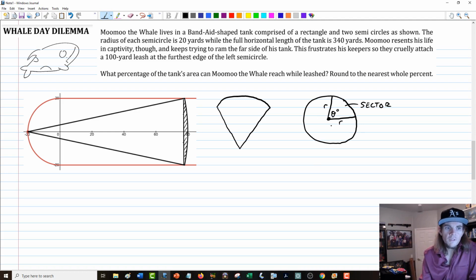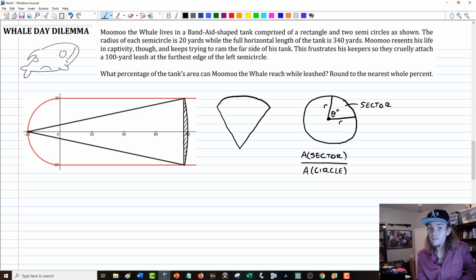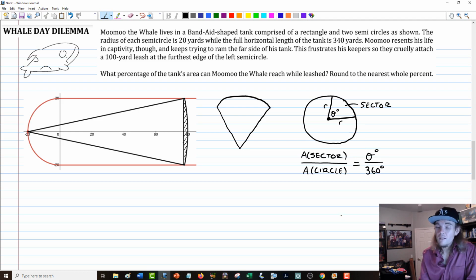So what I want to point out about this particular case is if we want to figure out the area of the sector, we can think of that area as being a proportion of the entire circle's area. So that's exactly what we're going to set up. The area of the sector divided by the area of the circle, which in other words is a proportion. Obviously this is a number less than or equal to 1. Well, that's going to be proportional to the ratio of the angle theta over the entire number of degrees in a circle, which is 360 degrees.